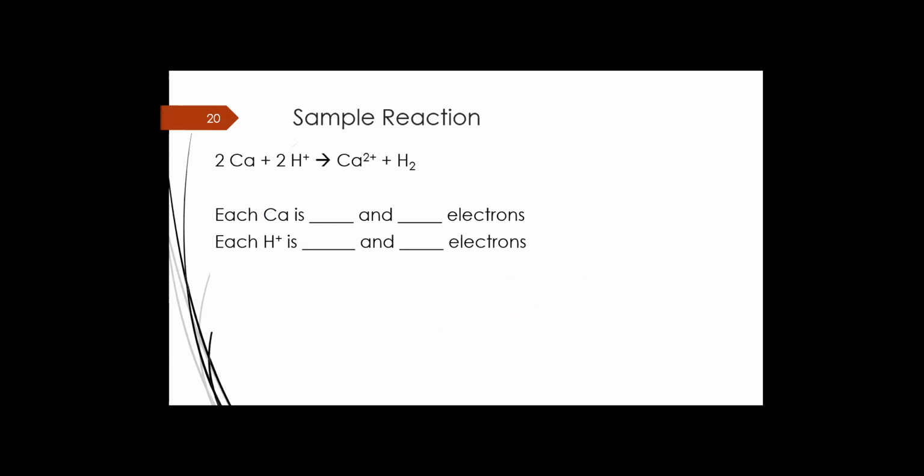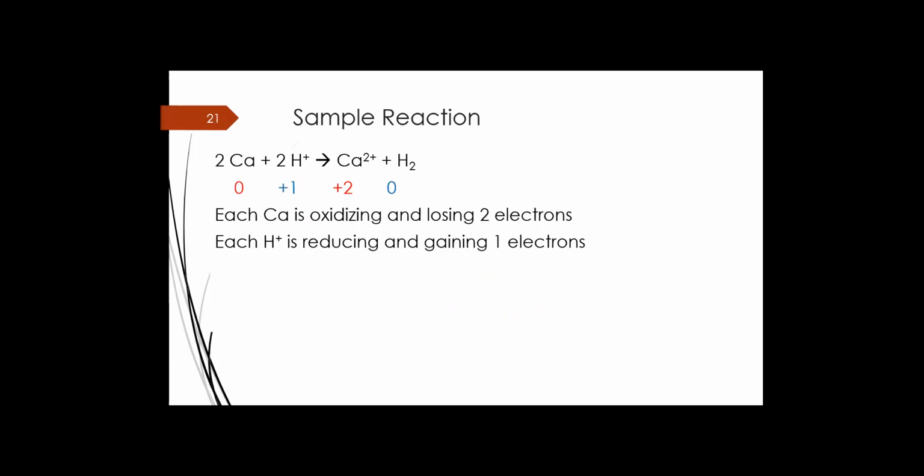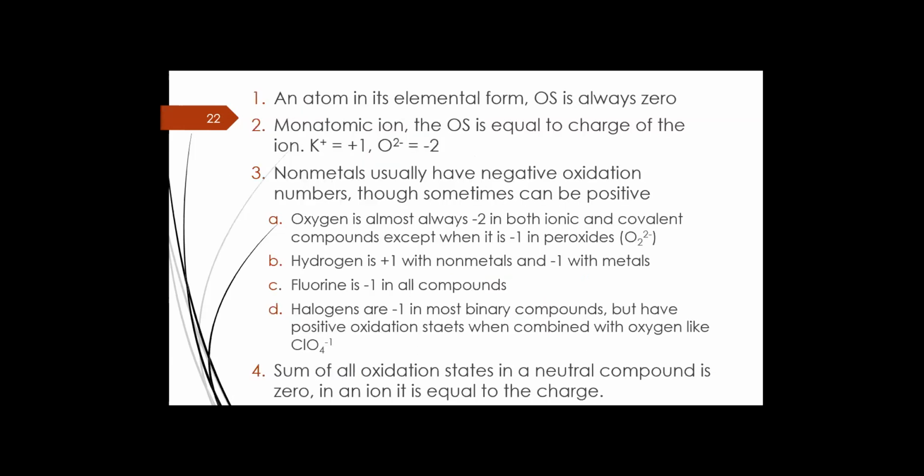Each calcium is blank and blank electrons. Each H plus is blank and blank electrons. So we assign our charges, and we should have this as each calcium is oxidizing and losing electrons. Each H plus is reducing and gaining 1 electron. So for something like this, what I really recommend is practice, practice, practice. And so I'm going to add on to this lecture a worksheet, and we're going to end the lecture a little bit early so you can practice doing some of these redox equations.